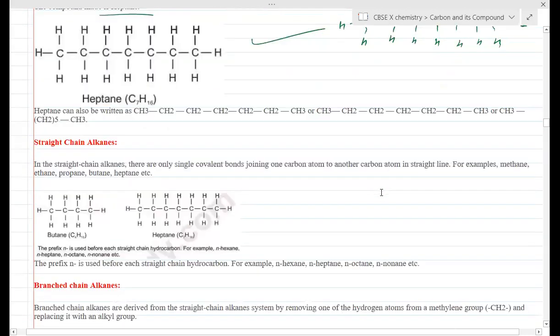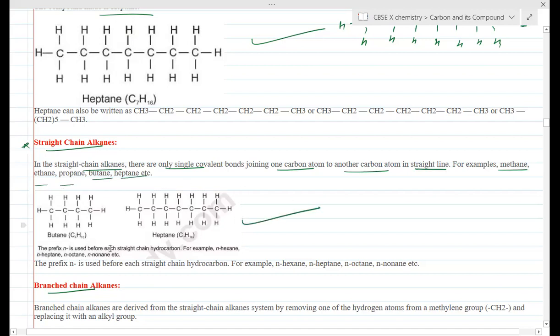Okay. Here we talk about straight chain alkanes and branch chain alkanes. In the straight chain alkanes, there are only single covalent bonds joining carbon atoms to other carbon atoms in a straight line. For example, methane, ethane, propane, butane, heptane. These are all examples of a straight chain.